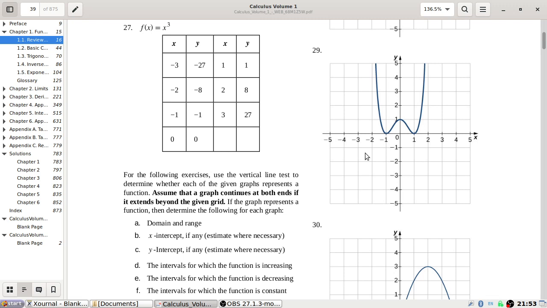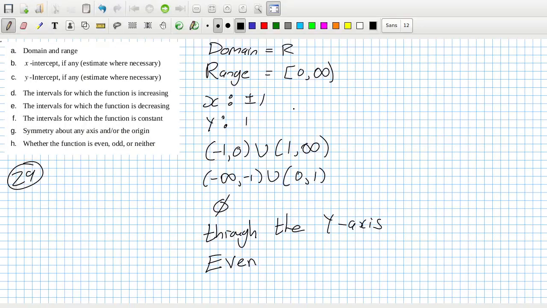Okay, let me check how they gave the answers here, since I do have them. So all real numbers greater than or equal to 0, plus or minus 1, 1, minus 1 to 0, and 1 to infinity, minus infinity to minus 1, and 0 to 1, null, through the y-axis, and even. Yep, we are a-okay with that. Let's have a look at question 30 now.